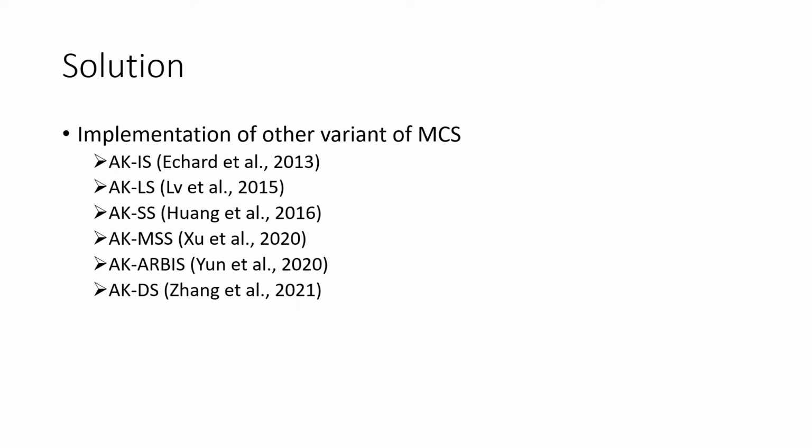So what did the researchers do? They implemented other variants of Monte Carlo simulation, because the AKMCS is fairly simple and uses the Monte Carlo simulation. So we just change the Monte Carlo simulation to other things such as importance sampling, line sampling, subset simulation, radial-based importance sampling, or directional sampling. Other researchers are currently doing this.